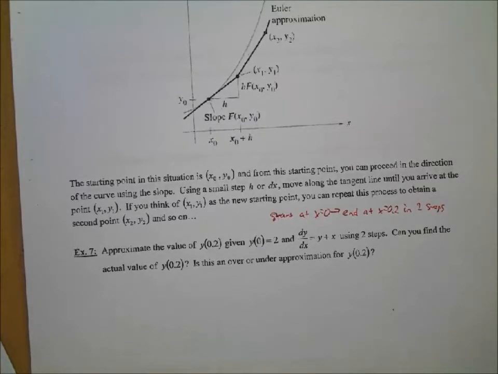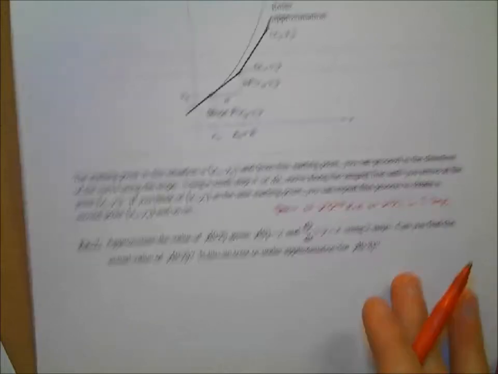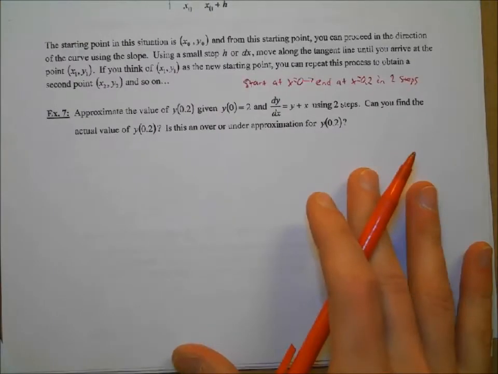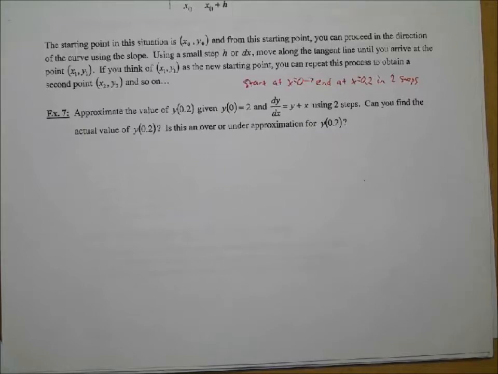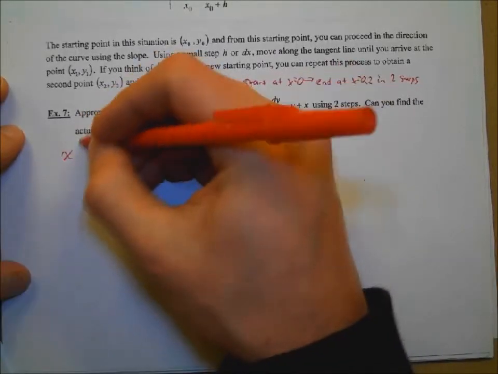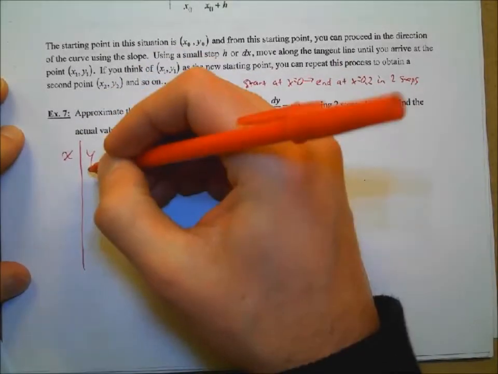So what will the size of our steps have to be? 0.1, right? To get from 0 to 0.2, we need to step 0.1 at a time. And so to do this, I'm going to have you set up a table to help organize our work. So we'll start with our x and y coordinates.